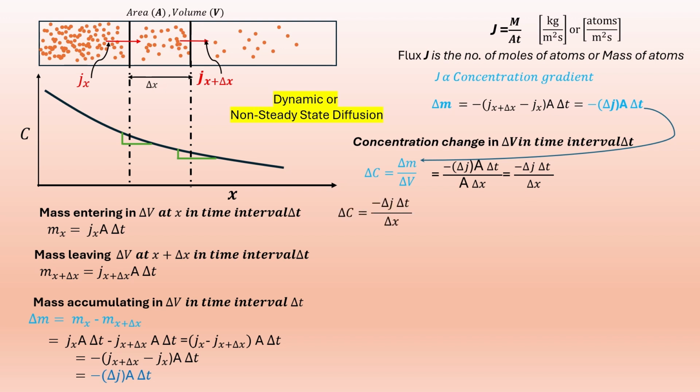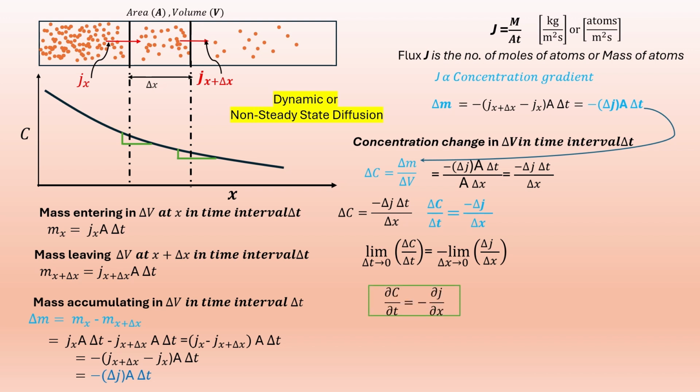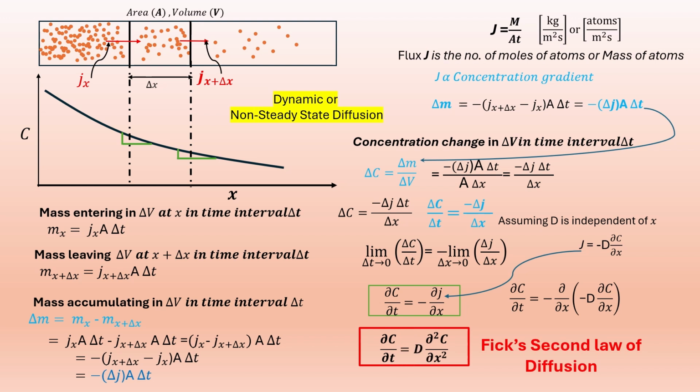And by rearranging we can write delta C divided by delta t equals minus delta J divided by delta x. We need to convert this into differential form so that we can find the value at any point of interest. Taking the limit on both sides, we get del C divided by del t equals minus del J divided by del x. Now in this equation we can put the value of flux, J, from Fick's first law of diffusion, then we get the equation of Fick's second law of diffusion, relating the first derivative of concentration with respect to time, t, to the second derivative of concentration with respect to distance, x.